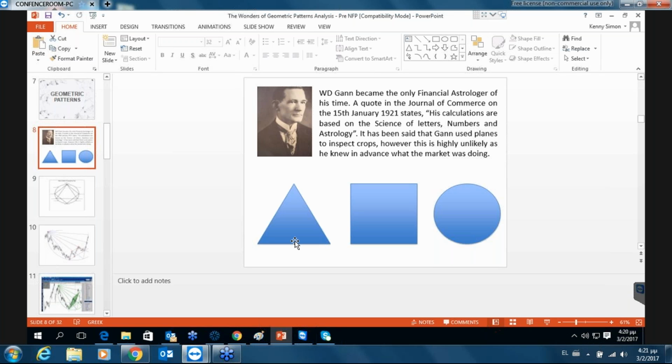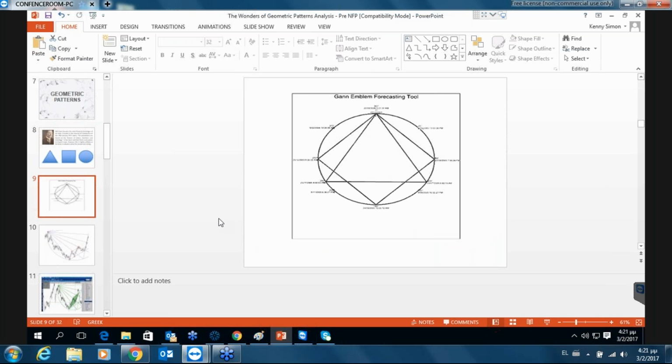So in other words, in summary, I like trading with shapes, and the 3 shapes that I find work in the market are the triangle, the square, and the circle. Even W.D. Gunn believes that as well, and he actually applied geometric shapes in his trading, and this is his emblem. He called it the forecasting tool using these three shapes.